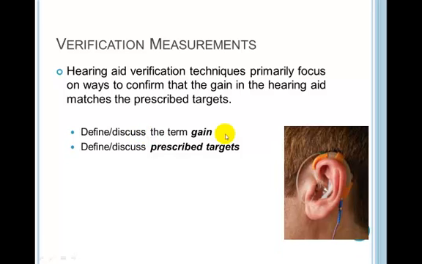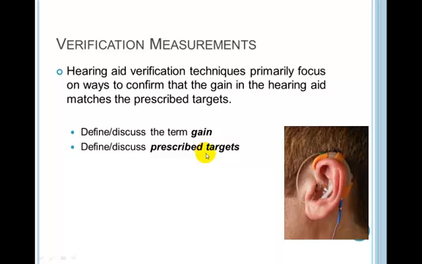Let's define the term gain, which actually we've talked about. Gain is boost, right? Volume, how much amplification they need across the frequency range. So if a person has a threshold of 20 dB at 500 hertz and 80 dB at 4,000 hertz, they would have a sloping hearing loss. They would need less gain at 500 hertz and more gain at 4,000 hertz. Okay, so gain is in terms of decibels or dB. That's volume or amplification.